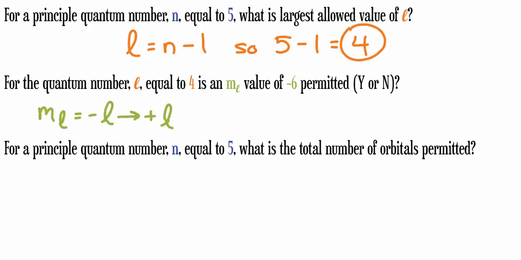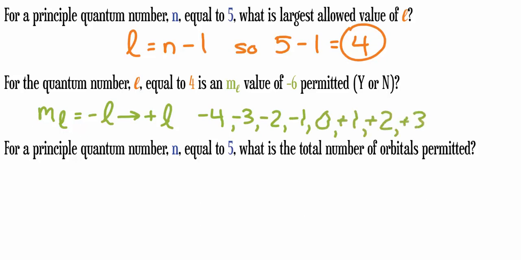For the quantum number L equal to 4, is an ml value of -6 permitted? No. ml is allowed to be negative L through positive L. So our number line would consist of -4 through +4. -6 occurs nowhere on this number line and is therefore not permitted.